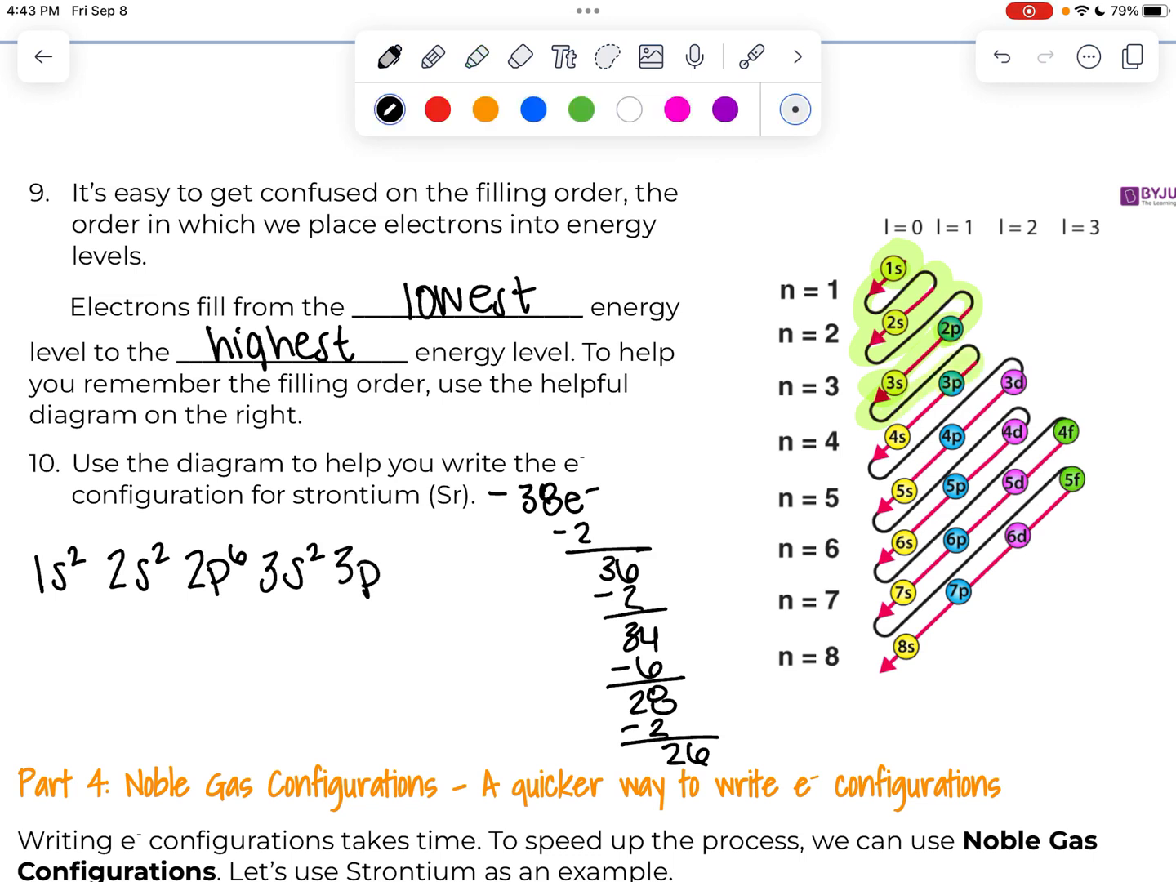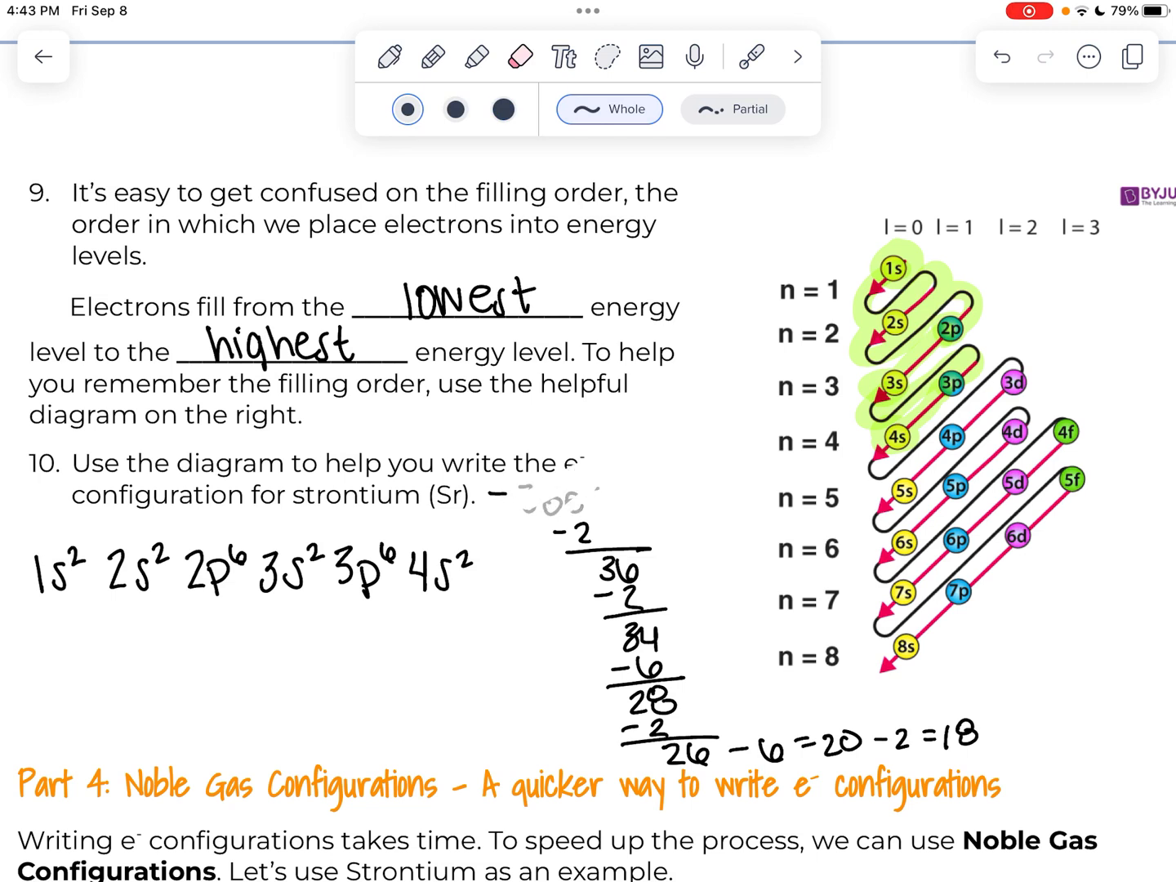Next up is 3p. 3p, how many can I hold there? 6. Subtract that out. I've got 20 electrons left to fill. Whew, okay, keep going. What's next? 4s. How many electrons can fit in 4s? That's right, 2. Subtract out 2 more, and I've got 18 left.